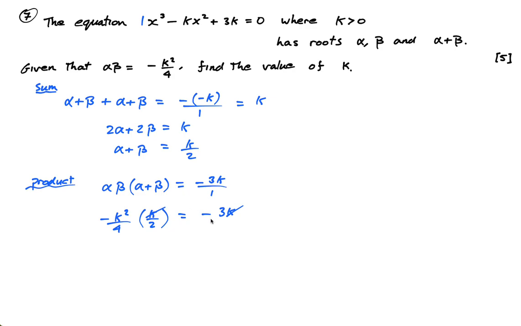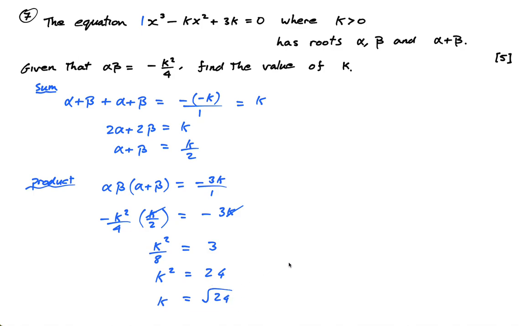I can multiply both sides by negative 1 if you like. So I have k squared over 8 is equal to 3. 8 because 4 times 2 is 8. K squared equals 24, and k is equal to the square root of 24.